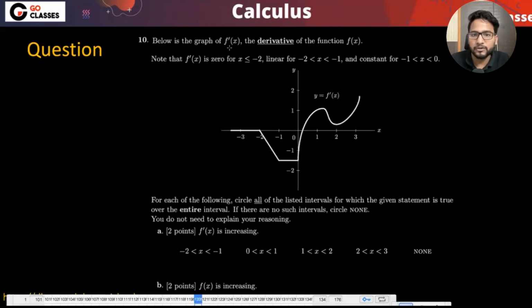What they're saying, below is the graph for f dash x. Again, they have given the graph for f dash x. And then they're asking a few things. For each of the following, circle all the listed intervals in which the statement is true. So these are the two statements. Let me just go to the next page. Let me just copy this.